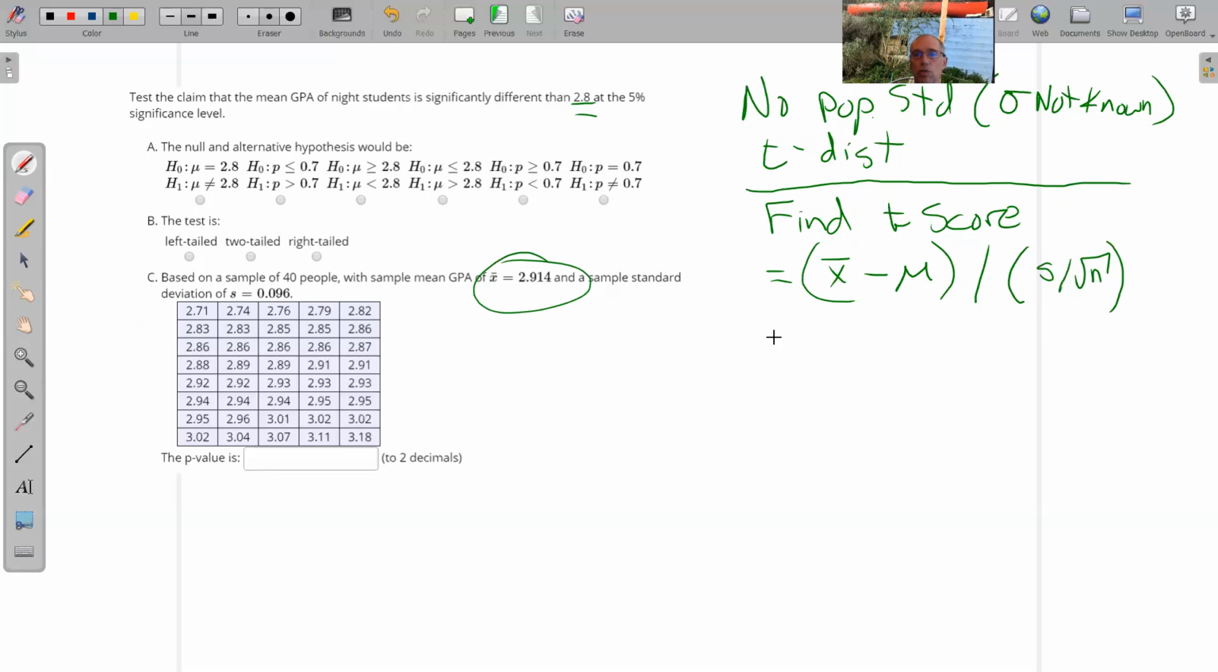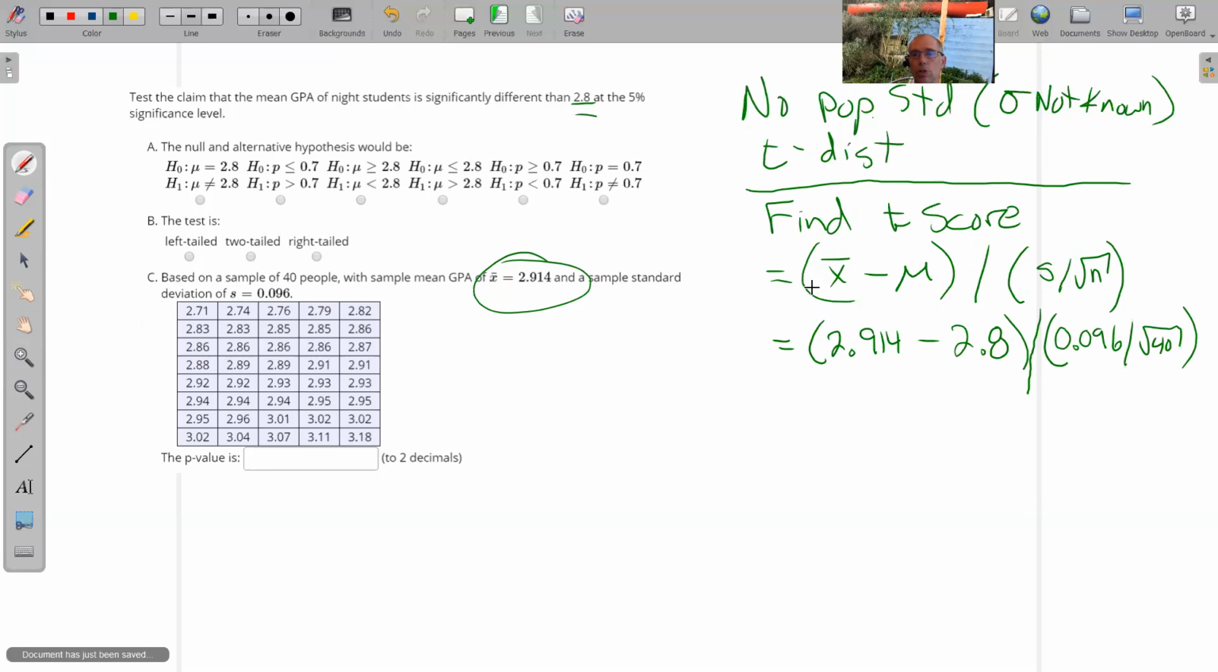because we're doing a hypothesis test. So for me, that means I need to take that 2.914 minus the questionable population number there, 2.8, and then divide by the sample standard deviation, 0.096 over the square root of 40. And all of these parentheses are necessary here in between. So sometimes this is written stacked, but I like it not stacked because that's the way it goes on calculators.